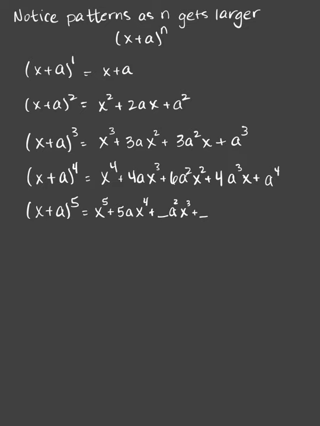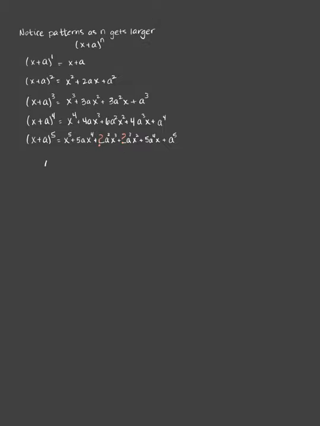My next coefficient is also going to be unknown. A will go up to the third power, x will go down to the second power, and then I get to the second to last term. So I'll again have a coefficient of 5. A will go up to the fourth power, x will go down to the first power, and then finally our very last term will be a to the fifth. So our two middle coefficients here are still unknown.